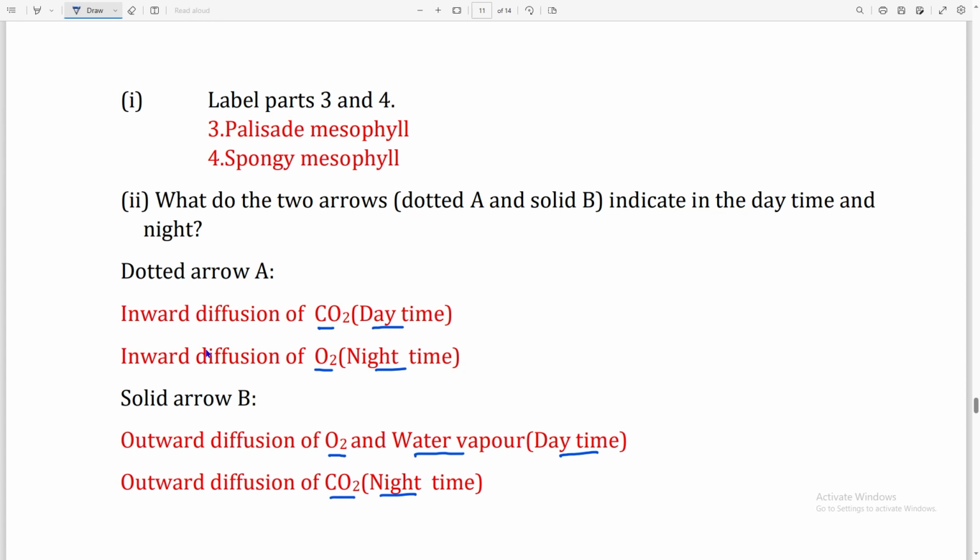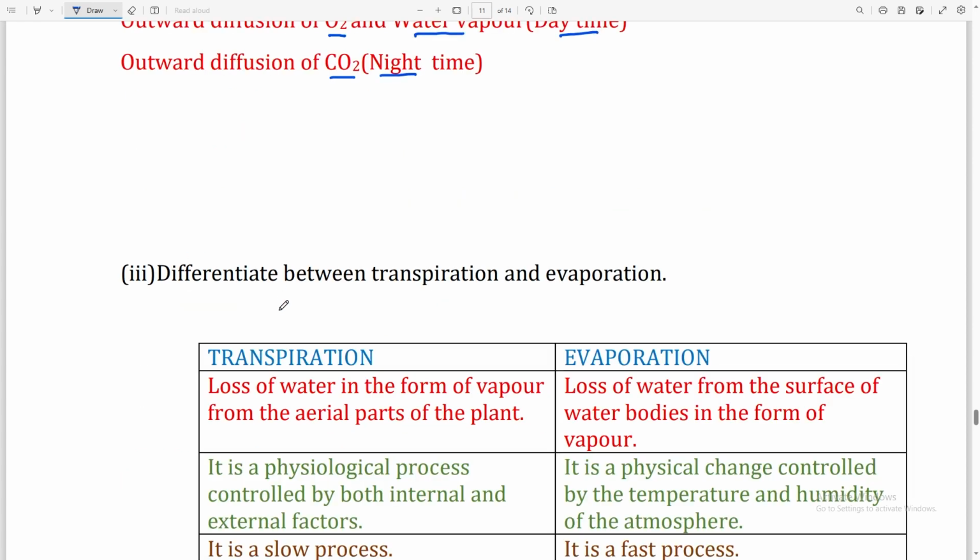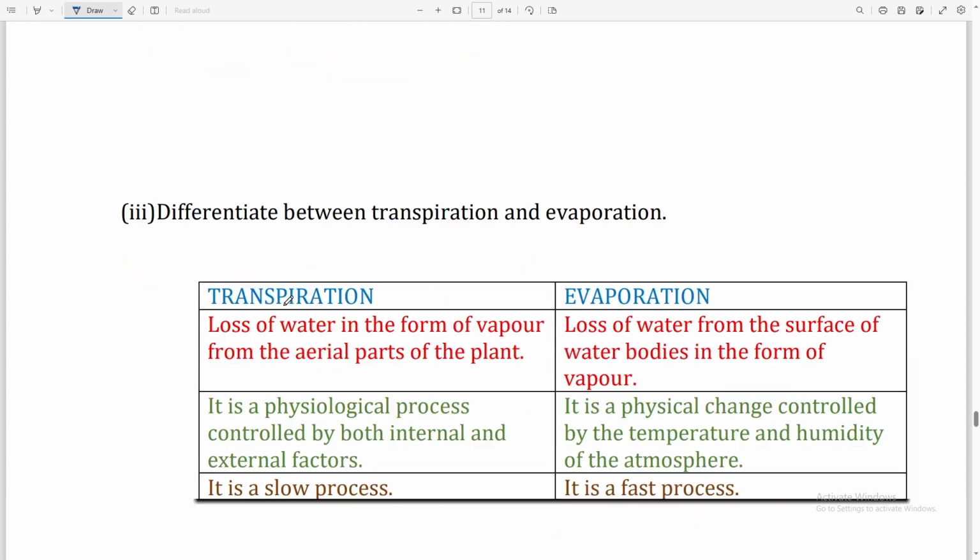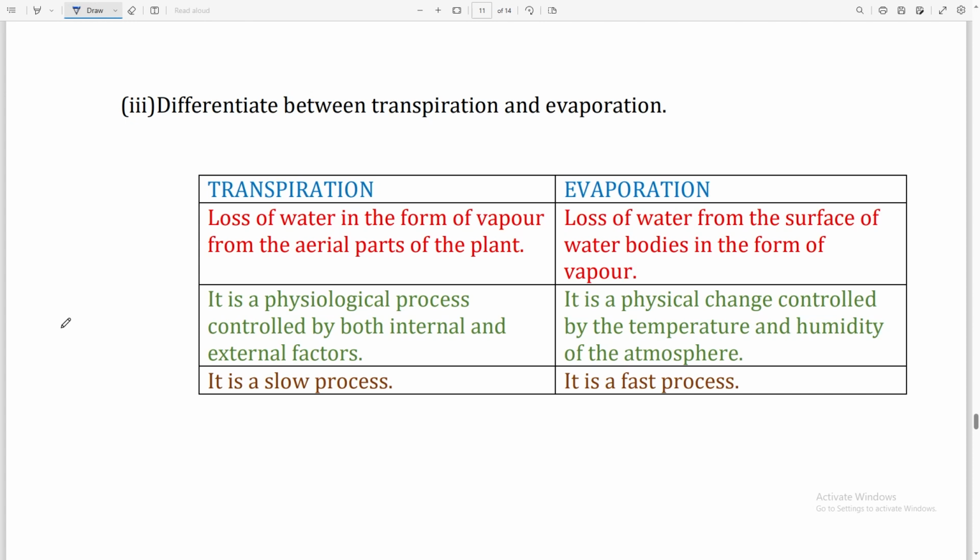Differentiate between transpiration and evaporation. First point is the definition. Loss of water in the form of vapor from the aerial parts of the plant. These are the operative terms. In case of evaporation, loss of water from the surface of water bodies. Remember, surface is the operative term in the form of vapor. Vapor is the common term in both the cases, but here surface word is operative.